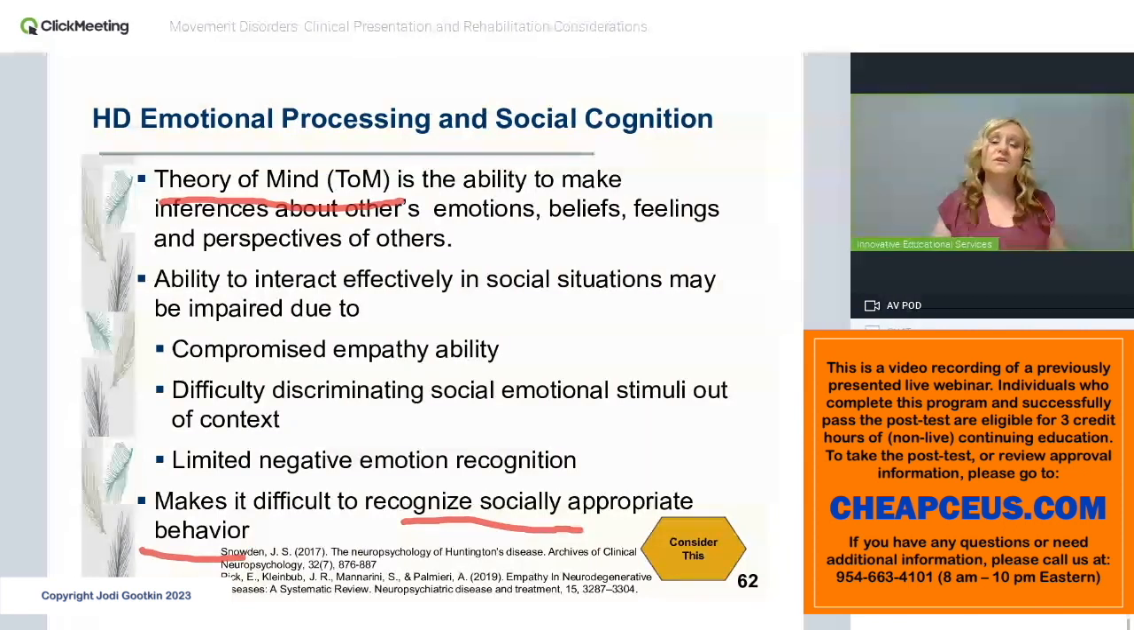And if you consider these are individuals, middle-aged, that are probably still trying to work and function, this could cause a lot of challenges socially, emotionally, in the workplace, and in relationships among caregivers. So be aware of that as you're working with them, particularly with negative emotion. The recognition of that is low, and that could cause a lot of frustration, in particular for caregivers.